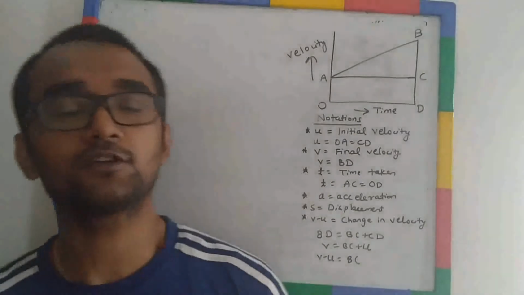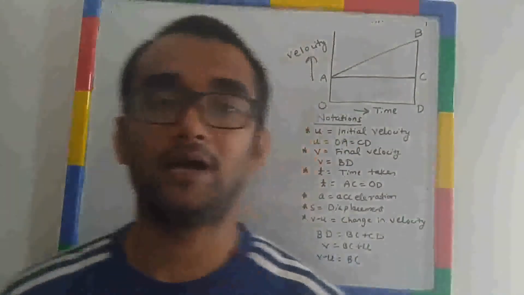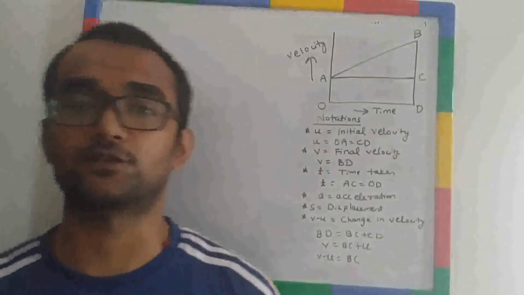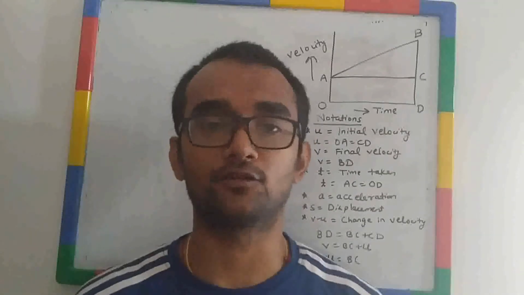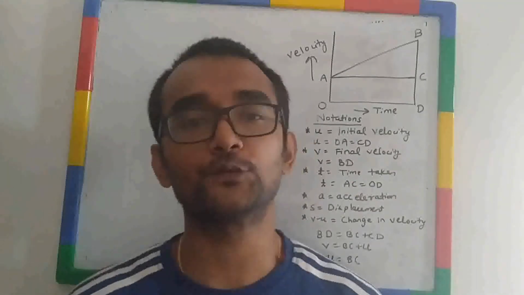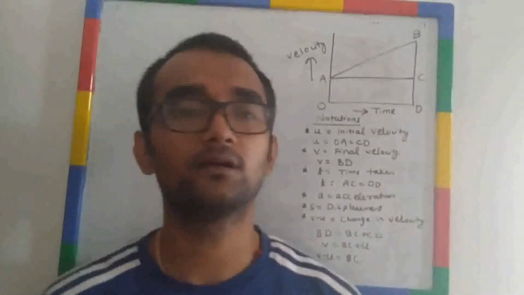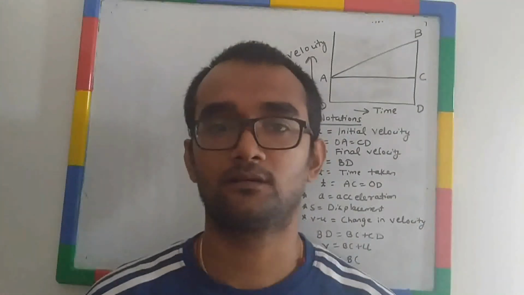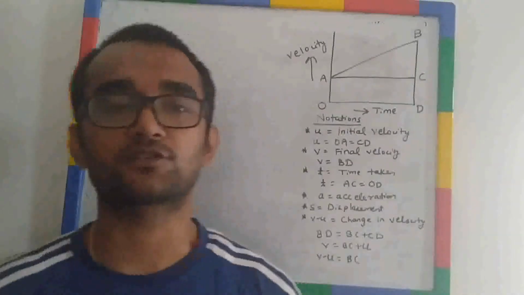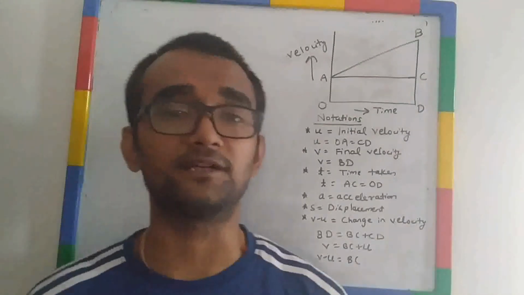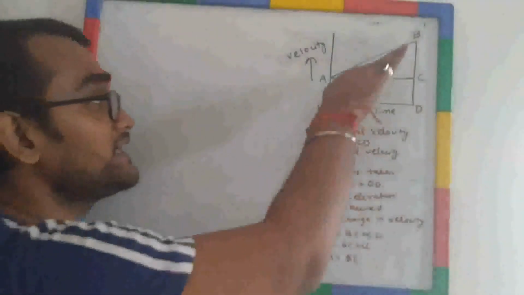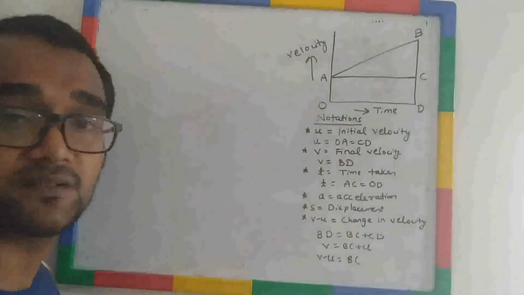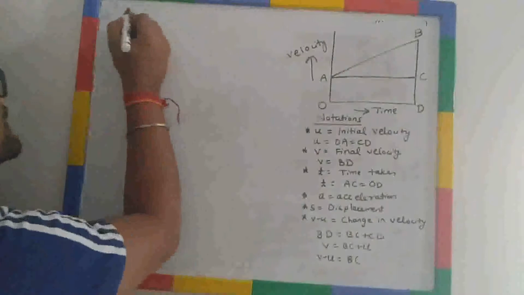After the first two equations of motion, I will switch on to the derivation of the third equation of motion, which was the relation between position and velocity, and stated by the equation v square equal to u square plus 2as. In deriving the third equation of motion, we will consider the same condition that in a velocity time graph, the area under the graph represents displacement.